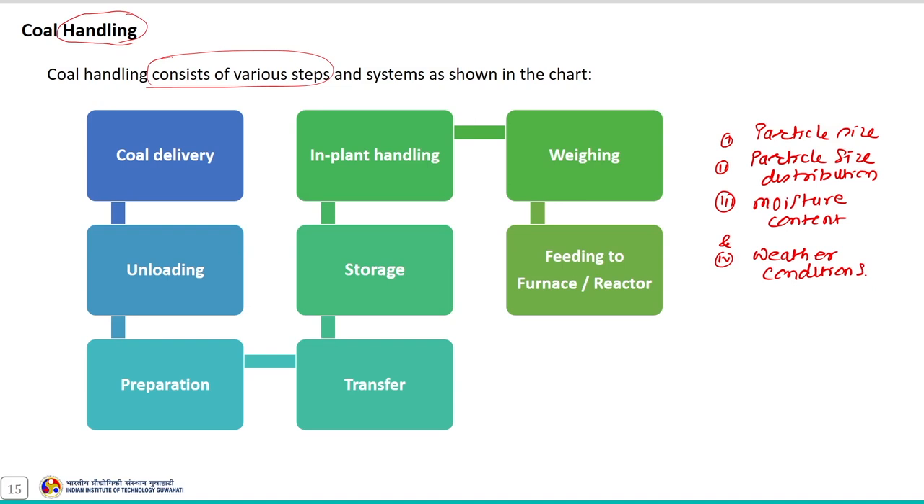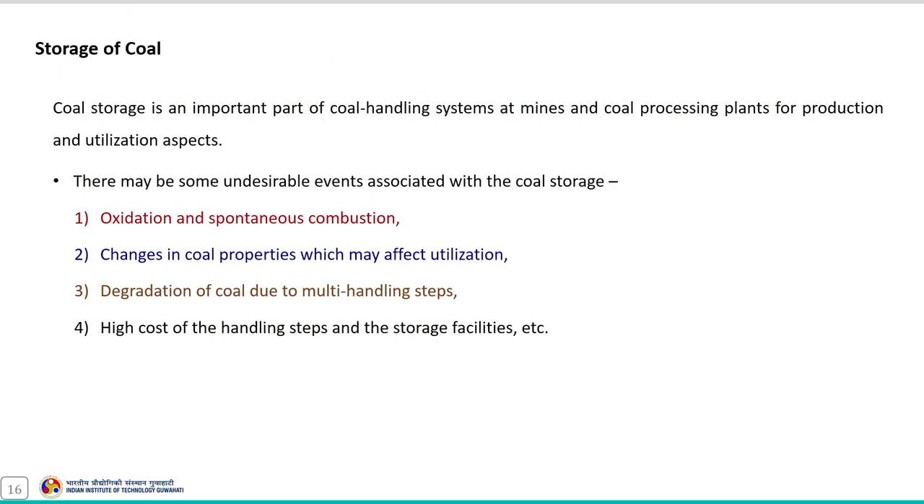The environmental impact occurs during loading and unloading as well as en route, and affects the natural system. For example, the major adverse environmental impact results from the coal dust particles released during the coal loading as well as during the coal unloading, and coal dust entrainment during the transport. And this problem can to a certain degree be overcome by storing coal in abandoned pits or silos constructed for this purpose. And for that reason, coal storage is an important part of the coal handling system at mines and coal processing plants for production and utilization aspects.